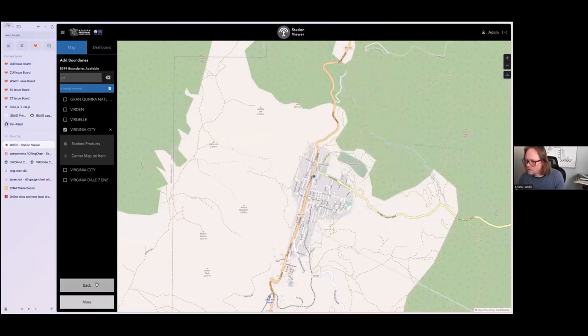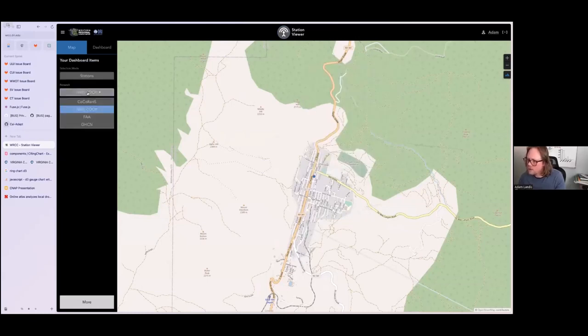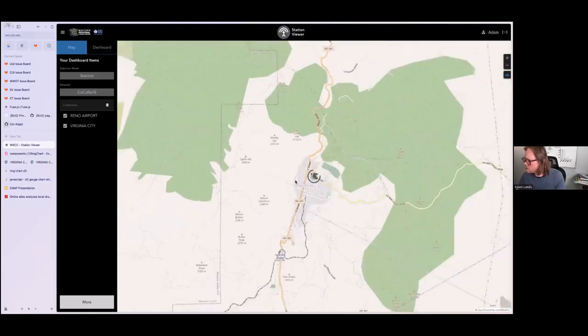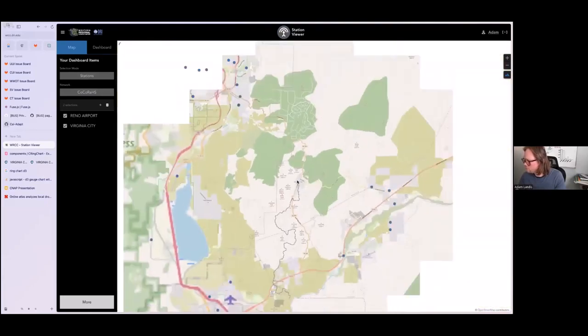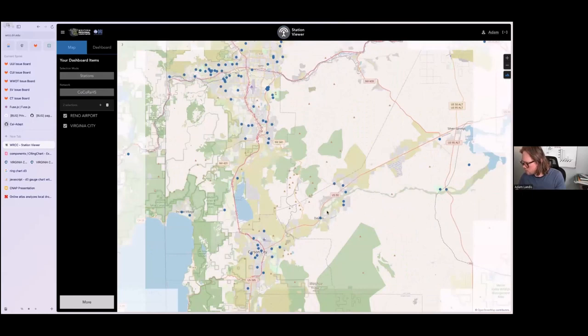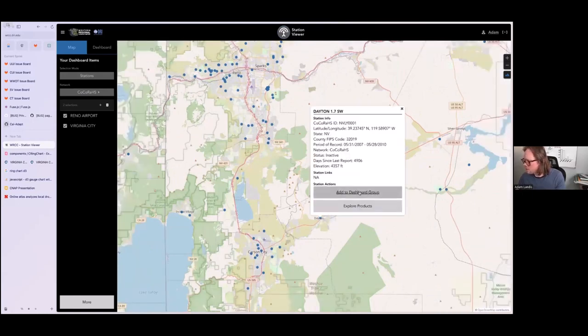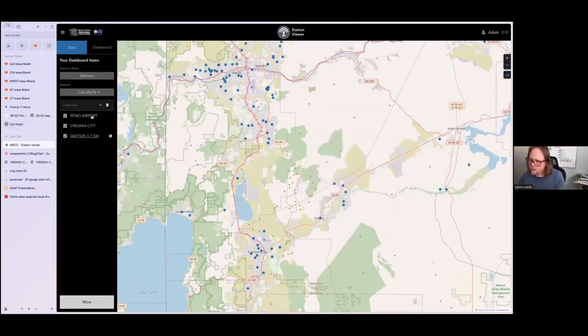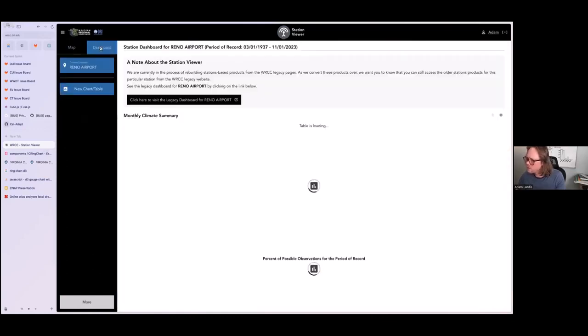And let's say I'm interested in a CoCoRaHS station. I can come over here and choose a different network. And then it will load the map with those stations. So I'll just zoom out here and let's say I want to choose this one. Just go ahead and add that. And now I'm satisfied with my set of stations. I'm going to go ahead and click on the dashboard tab up here to take a look.